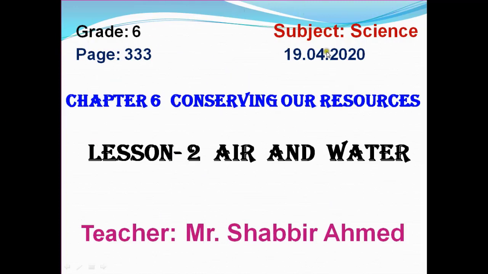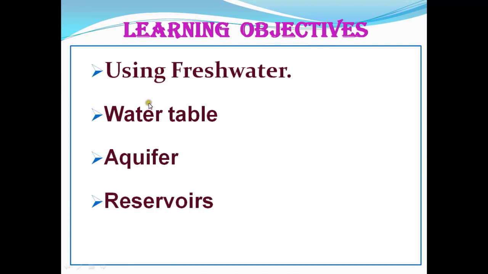Today in grade 6 science, we are going to continue our lesson from Lesson 2, that is Air and Water, from Chapter 6, that is Conserving Our Resources, and we are going to continue from page 333. So let's open page 333 of your textbook and see what the learning objectives of today's lesson are.